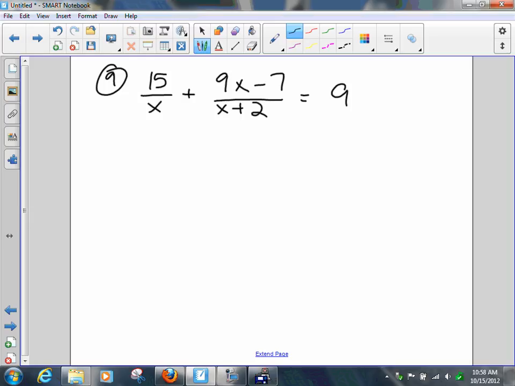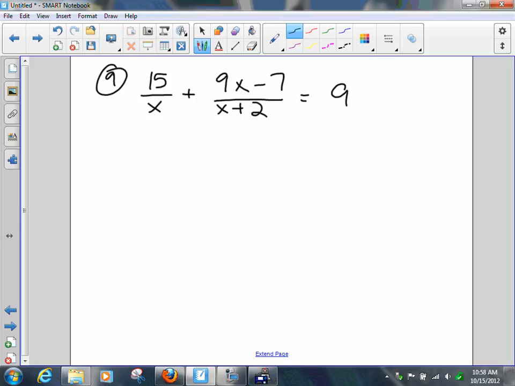What could I do? Think forest, people, y'all. Think forest. Think big picture. What could I do so that I could have a fraction equal to something that's going to be easily manipulated? Sarah. Could I move 15 over x?